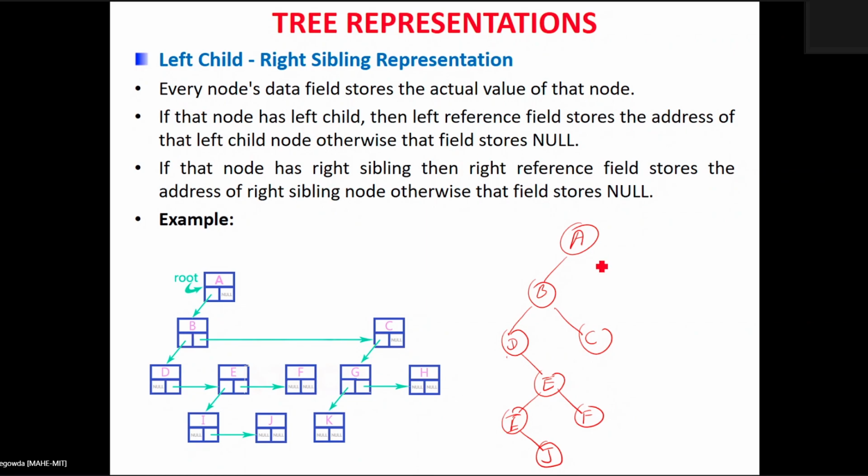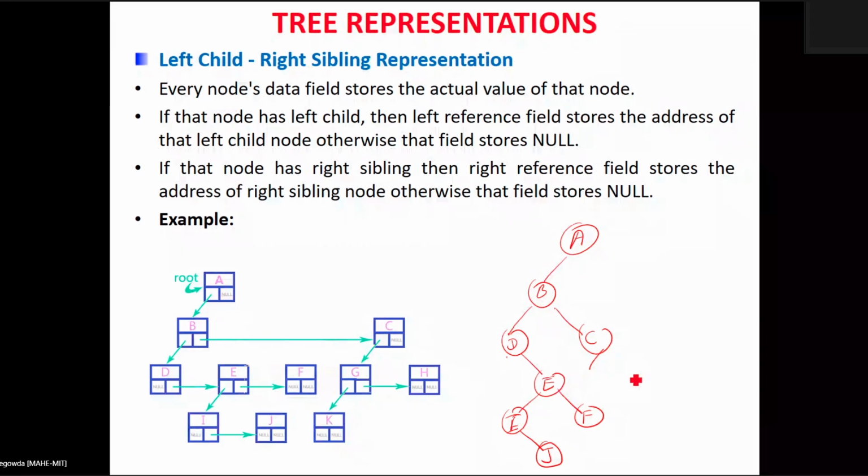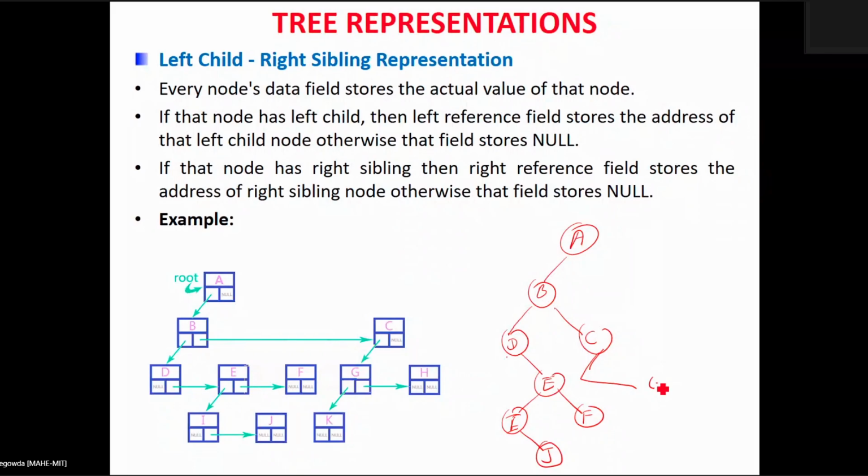If you look at this, C is having a left child. I'm going to write this one here. This is the left child of C, that is nothing but G. G is having a right child as well as a left child, that is nothing but K as well as H. Okay, so this is how this particular tree is represented in the left child and right sibling representation.